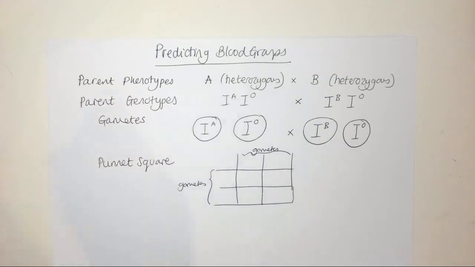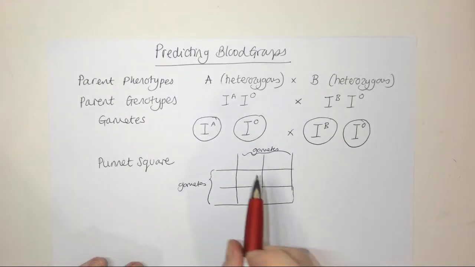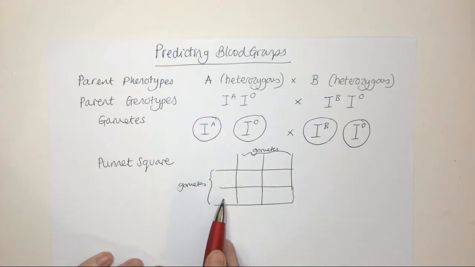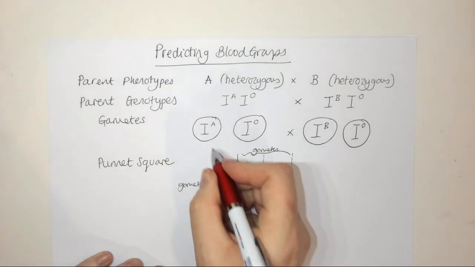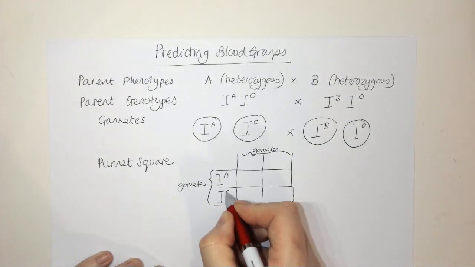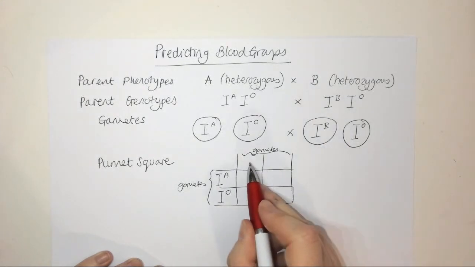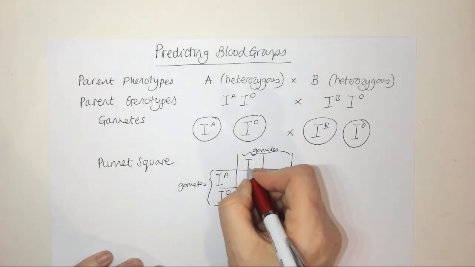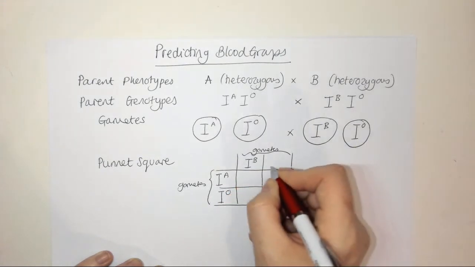It's starting to get a bit scruffy now, but never mind. And I'm going to pop these two in the side. This one here. This one here. I'm going to pop these two in the top. IB, IO.